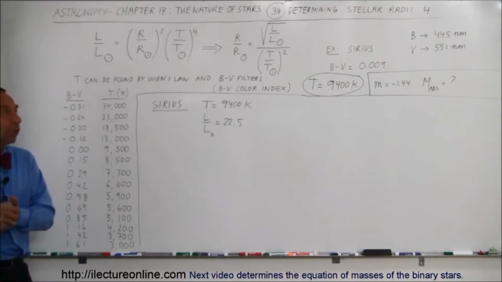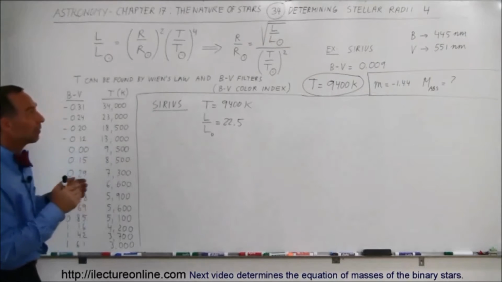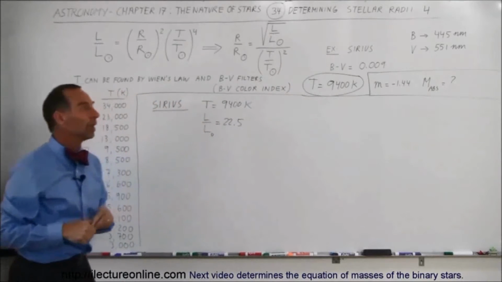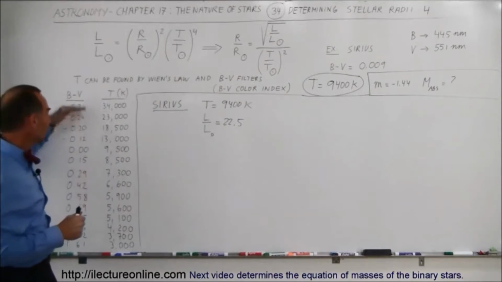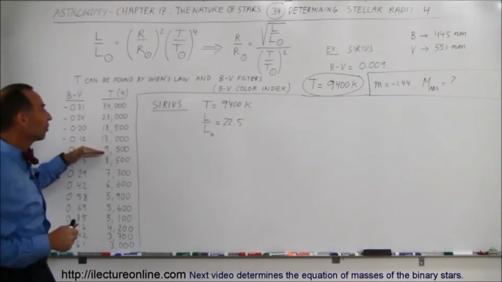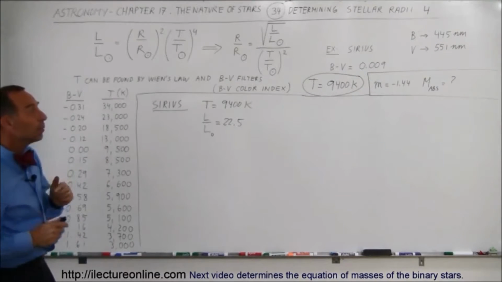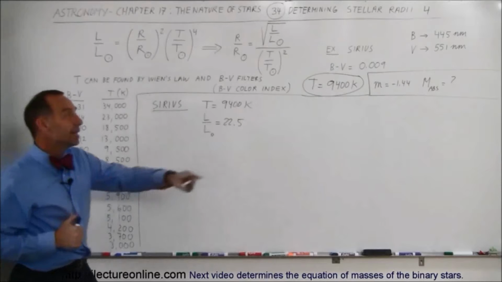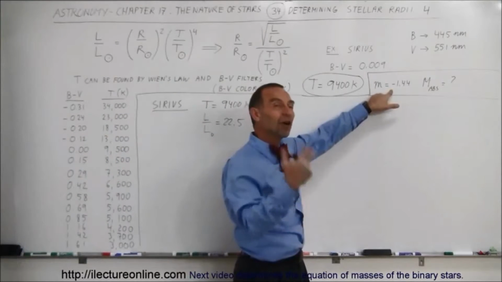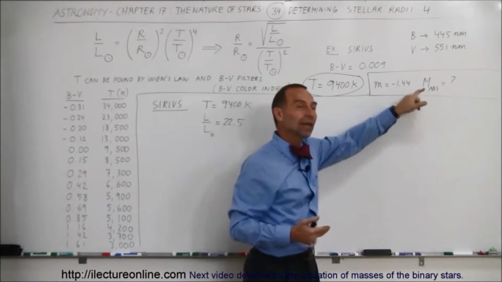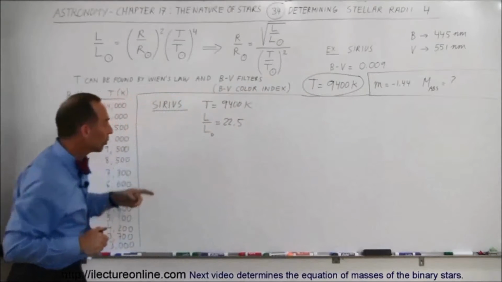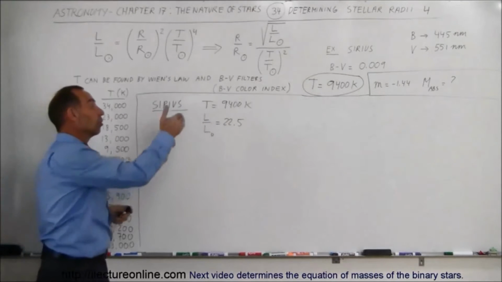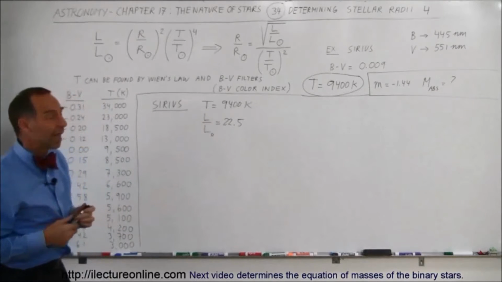Now we are ready to find the radius of the star Sirius based upon what we discovered in the last two videos. Two videos ago, we discovered how to find the temperature of a star using the blue and visible light filters. The relationship between those two was we were able to go to a table and figure out the surface temperature of a star. Secondly, we were able to find the ratio of the luminosity of Sirius to the luminosity of the Sun based upon the apparent magnitude, then figure out how far the star was, then figure out the absolute magnitude, and then figure out the luminosity relationship between Sirius and the Sun. It turned out to be 22.5. So that means that Sirius is 22.5 times as luminous as the Sun.